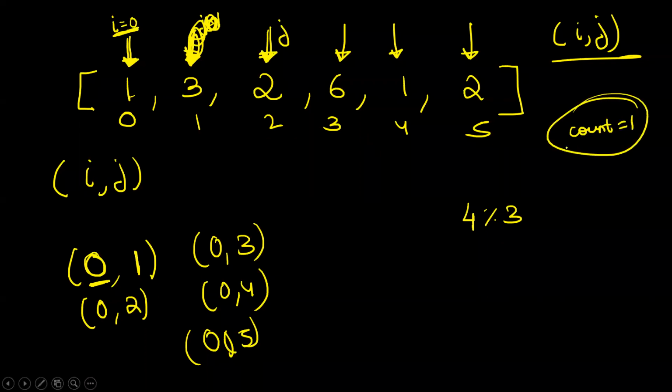Why am I taking I less than J? That is the question, boss. Okay. Next, what will I do? Boss, I have considered 0, 2, right? Now I will consider 0, 3. So I move my J further.